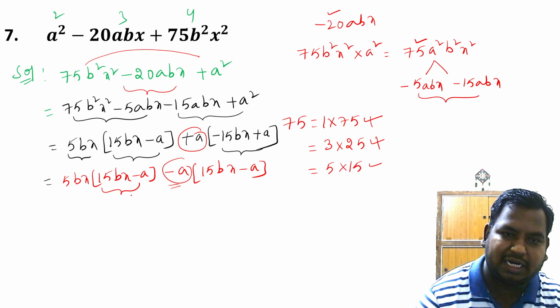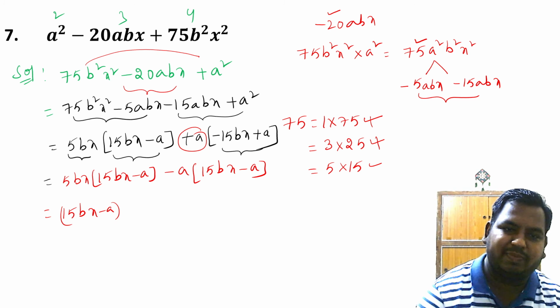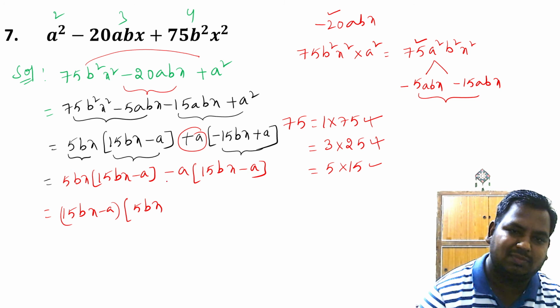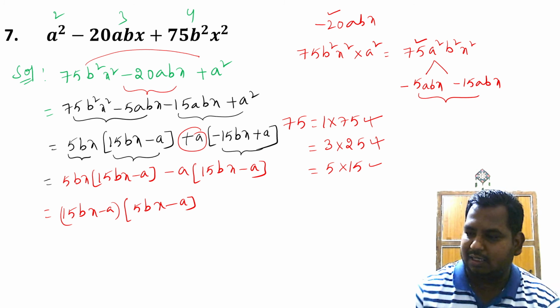From both the terms, what can I take common here? I can take 15bx minus a common. 15bx minus a into what is the first term? It's 5bx. 15bx minus a into what is the second term? It's minus a. So this is the factorized form of the given polynomial.